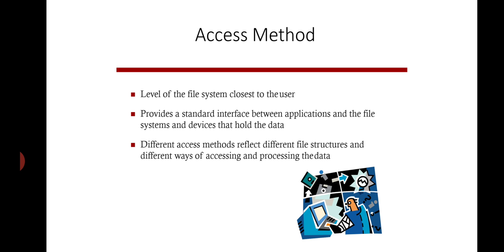Then access methods. See, there are three access methods: read, write and execute. If you have read permission, we can only read the information. Your operating system's work is just that. The user logs into the system, then sends the request. The data is there inside the system and it responds to the user. See, that is the level of the file system closest to the user; it provides the standard interface between the application and the file system device that holds the data. Different access methods reflect different file structures and different ways of accessing and processing the data.